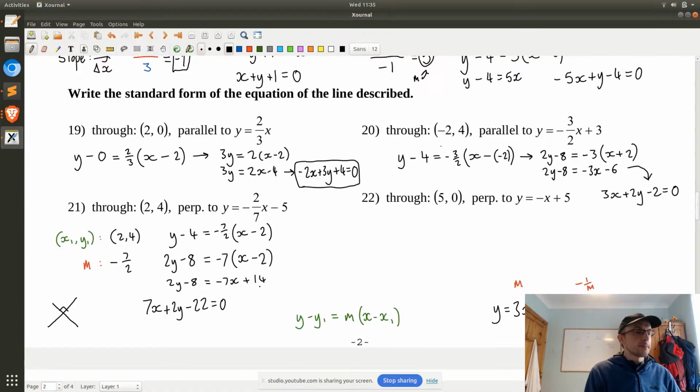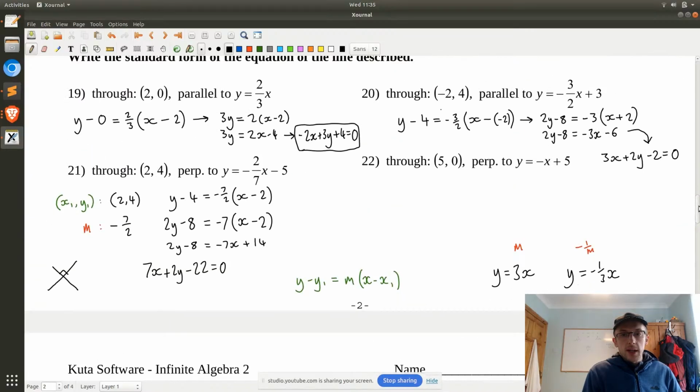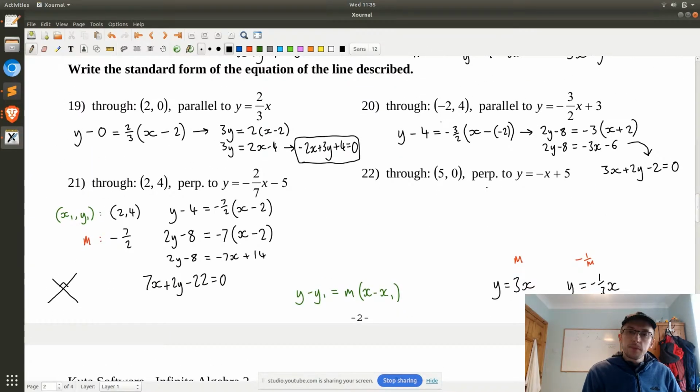Problem 22, which I'm pretty sure is the last problem of this set, is that we have a line that passes through (5, 0), and it's perpendicular to the line y equals negative x plus 5. Oh, wait a minute. Uh-oh. I made a mistake. No problem. I'm only human. So, over here, this negative sign should have been a positive.